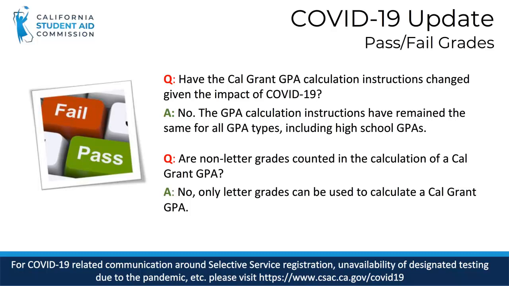As has always been the case, pass-fail grades that cannot be converted into a letter grade cannot be used for the Cal Grant GPA calculation submitted by high schools. We realize that schools are using pass-fail grading more often than in the past due to the current COVID-19 pandemic, but the Commission has not made any changes to the parameters for GPA uploads and pass-fail grading in connection with Cal Grant calculations. Please contact us if you have any questions about this.